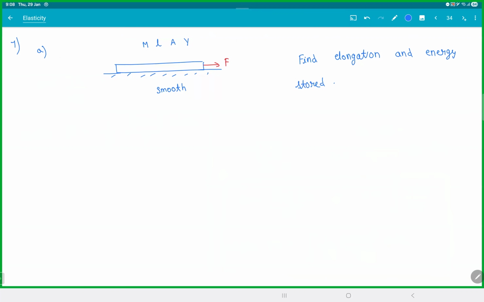I'll show you this one. I'll ask you one more like this. But first, you try for 1 or 2 minutes. Find the elongation in the rod and find the energy stored. Chalo, so everyone should try.